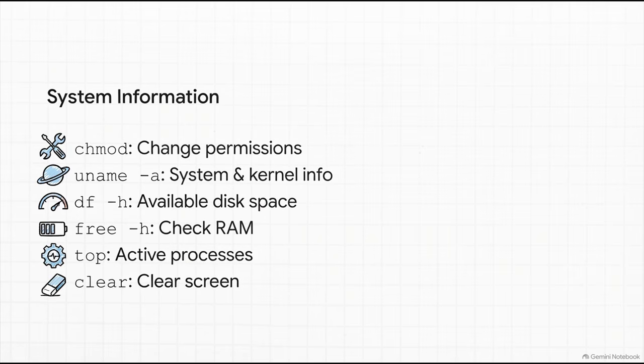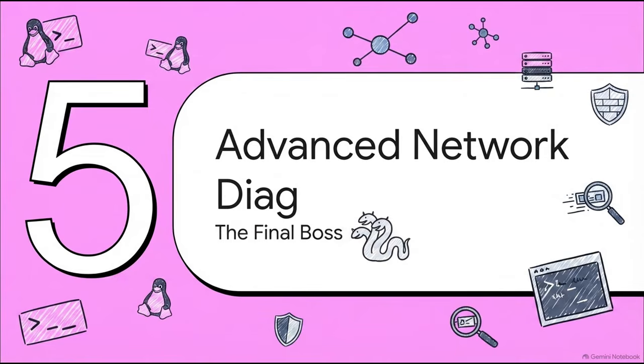If you want to see the beating heart of the system, top, or its cousin htop, displays all active system processes in real time. It's essentially acting as your server's stethoscope. And hey, when your screen inevitably gets too cluttered with all this power, just type clear to wipe the interface completely clean. Section 5. Advanced Network Diagnostics.